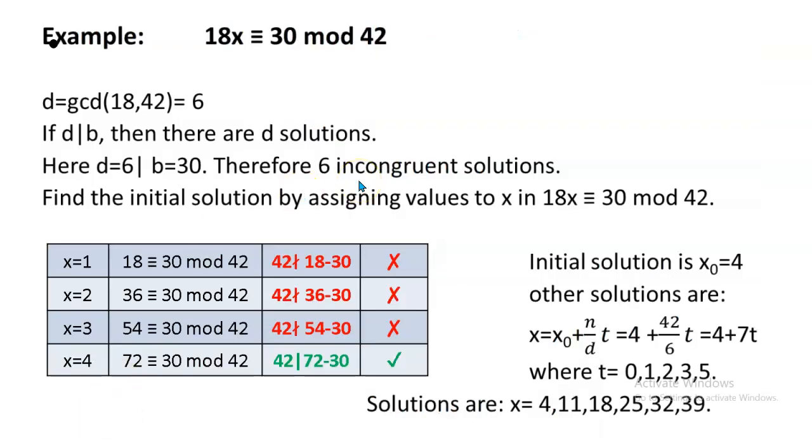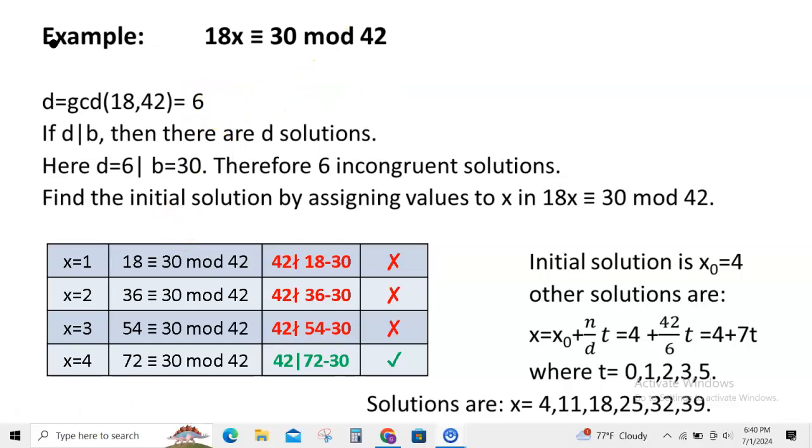So let's look at an example. Solve 18x congruent to 30 mod 42. First we have to find the GCD of a and n. So we have to find the GCD of 18 and 42. That is 6. Then we have to check whether 6 divides b, whether 6 divides 30. Yes, 6 divides 30. So we can say there are d incongruent solutions. So we can say there are 6 incongruent solutions.